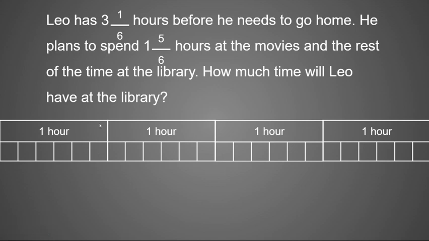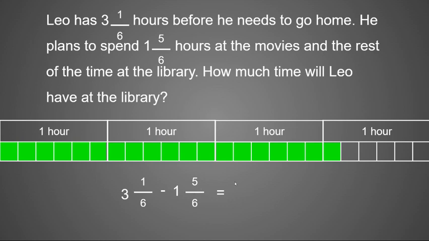So now we know that he's spending 3 and 1/6 hours out before he needs to go home. So we're going to shade in 3 and 1/6. So we have 1, 2, 3 wholes, and one more part for the 1/6. And then we're going to take away the time that he wants to spend at the movies, which is 1 hour and 5/6 of an hour.